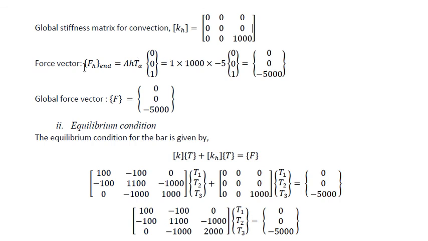Now we will move on to the force vector. The force vector will be due to 3 reasons. Number 1, due to end convection. The second one is due to surface convection. And the third one is due to internal heat generation. In this problem, only end convection is given, at the right end. Therefore, we will consider only end convection.